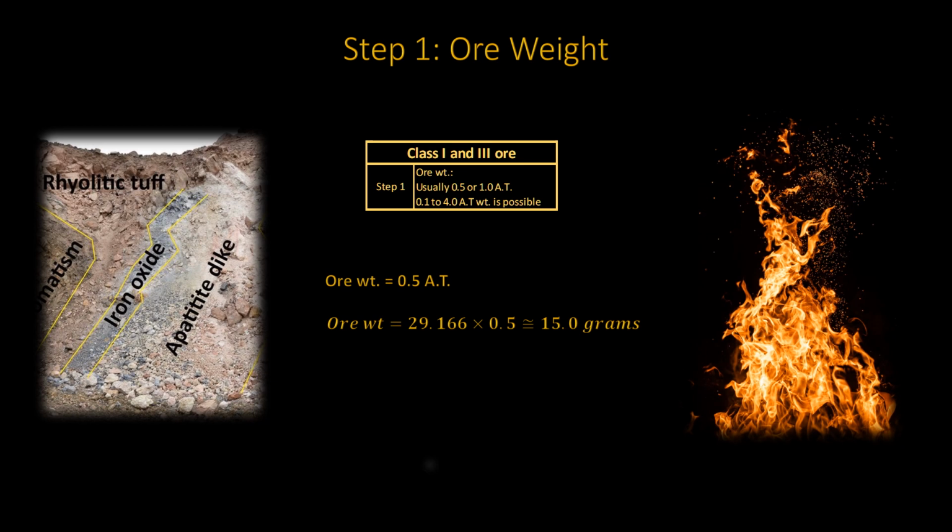This first step is basically the same as would be for a Class 2 ore. However, with Class 1 or Class 3 ore, the sample is usually weighed out to be 0.5 of an assay ton. Sometimes 1.0 of an assay ton is used. Some textbooks will also tell you that 0.1 to 4.0 assay ton is possible, as long as your crucible is large enough, as well as other factors which have been previously discussed in past presentations. In this presentation, it will be assumed that the individual conducting this fusion is using a weight of 0.5 assay ton, which, as shown, is 15 grams rounded off.